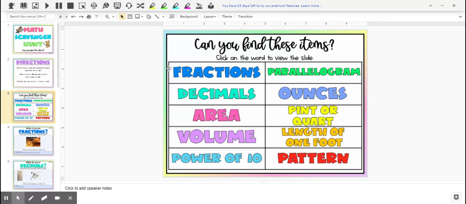Something to do with fractions, decimals, area, volume, powers of 10, parallelogram, ounces, pint or quart, length of 1 foot, pattern. I've created my own slideshow that I would like to share with you as an example.